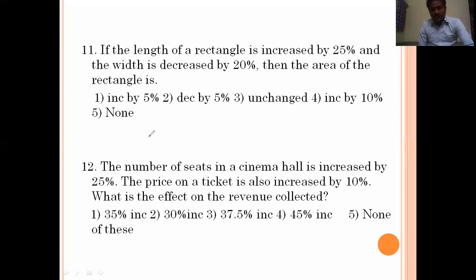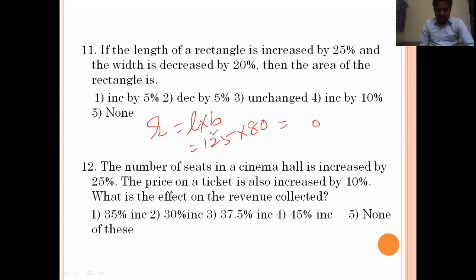If the length of a rectangle is increased by 25% and the width is decreased by 20%, then the area of the rectangle equals length into breadth. The length value is increased, so that value is 125%. The width value is decreased, so that value is 80%. Decrease means subtract from 100. 8 5s are 40, 8 2s are 16 plus 4 is 20, 8 1s are 8 plus 2 is 10. Here 10 is there, we write that 0. Before 2 digits we place the decimal. So this value is 100%. This is equal to the original value 100%. Equal means there is no change. There is no change means unchanged is the answer.